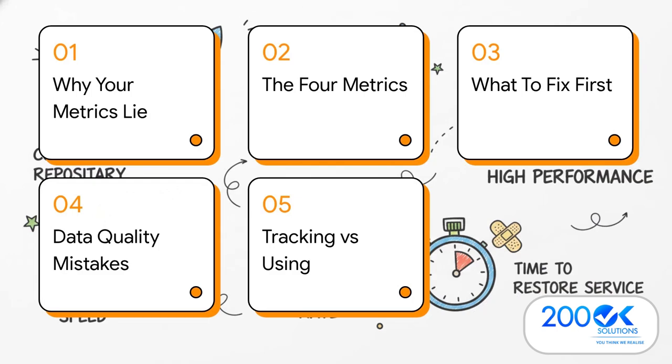We've got a lot of ground to cover, so here's our roadmap. First, we'll look at why your metrics lie. Then, instrumenting the 4 metrics. Third, what to fix first. Fourth, we'll hit some common data quality mistakes. And finally, tracking versus actually using DORA. Let's get straight into the framework.